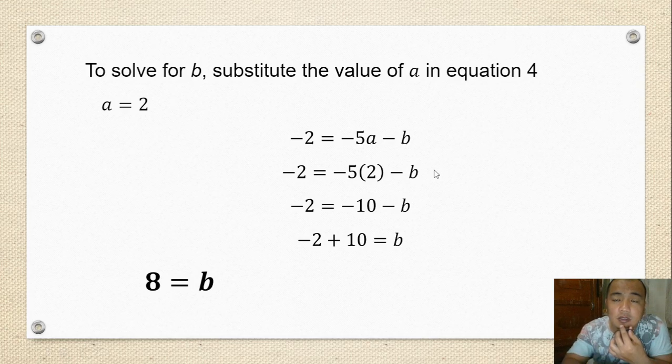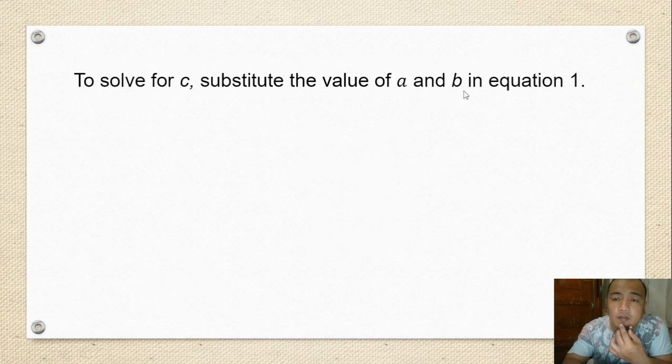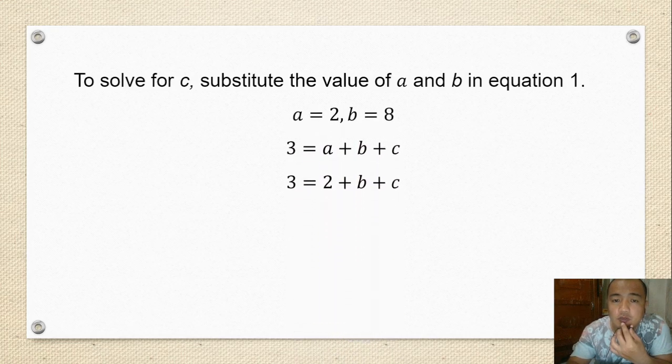What is c? Solve for c. Substitute the value of a and b in equation 1, 2, or 3. So if we have two values, a and b, we can now solve for the third value, which is c, by substituting the values of a and b in equation 1, 2, or 3. You can choose 2 or 3, but this time I choose equation 1. What is equation 1? 3 equals a plus b plus c.